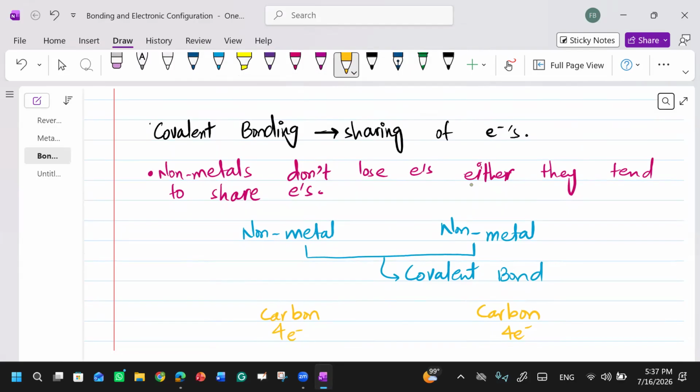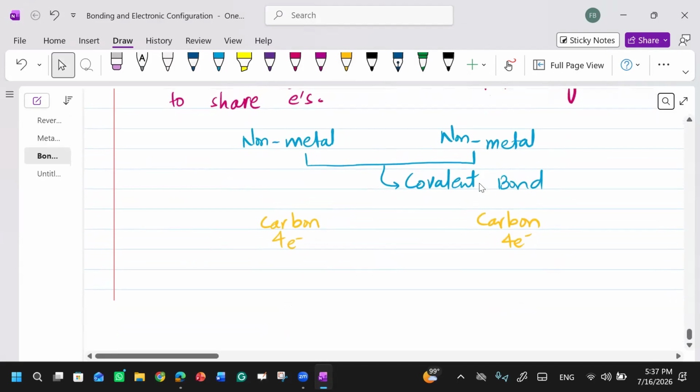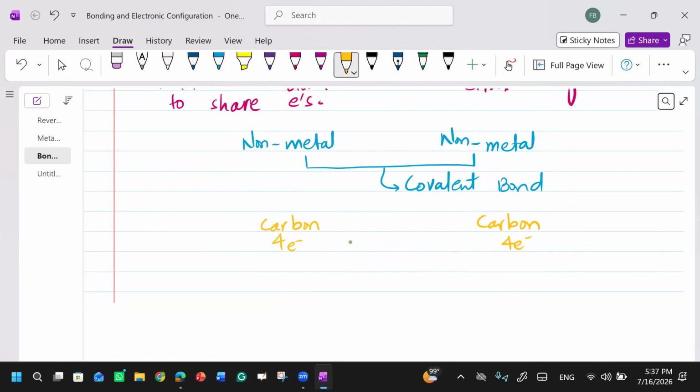Why? Think about it. See the screen. What I have mentioned on the screen: all this sharing of electrons, non-metals and non-metals. Carbon is a non-metal, and it belongs to group number 4. So carbon can make a bond with another atom of carbon. This is a possibility. This can happen. That's why we have carbon-carbon bonding.